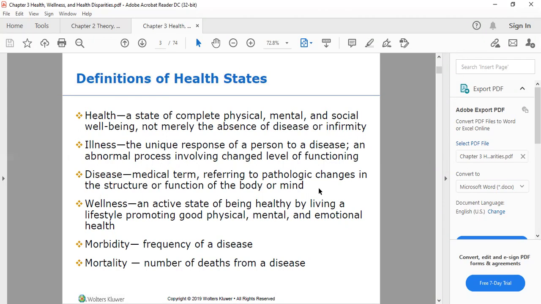Wellness means that we're healthy and we're living a lifestyle that promotes good physical, mental, and emotional health. And then morbidity is the frequency of the disease. Mortality refers to the number of deaths that occur because of that disease.